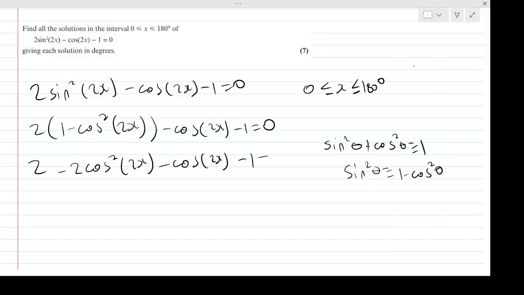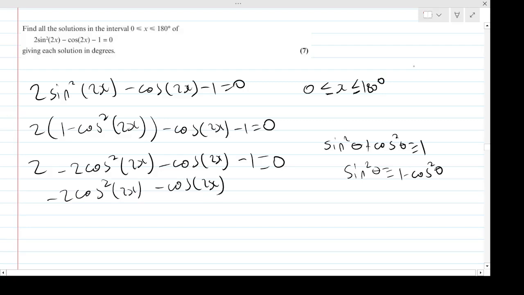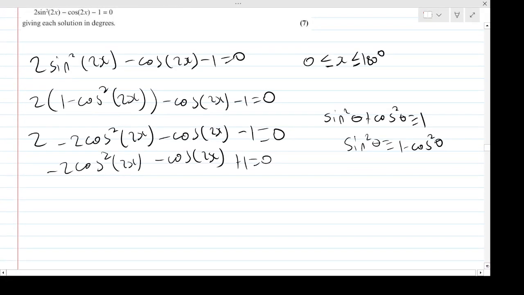minus 1 equals 0. And so then I can simplify this a bit more. So I'm going to get minus 2 cos squared of 2x minus cos of 2x. And then 2 minus 1 would be plus 1 equals 0. Okay, so now hopefully you see that is a quadratic in terms of cos. So then, to make it very clear it's a quadratic, I can say that u is going to be cos of 2x.